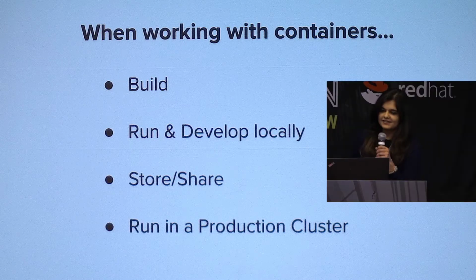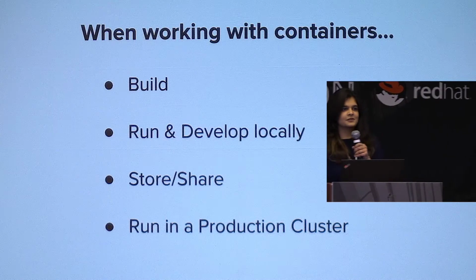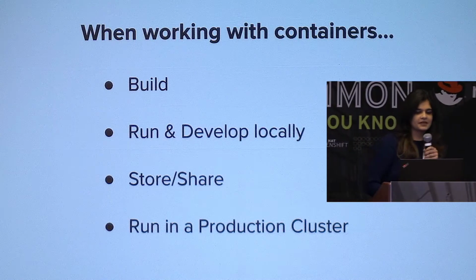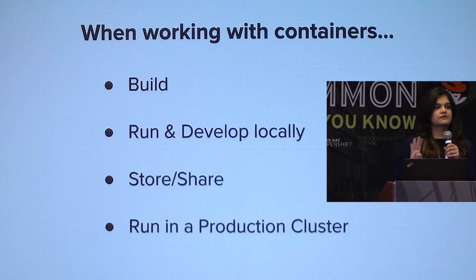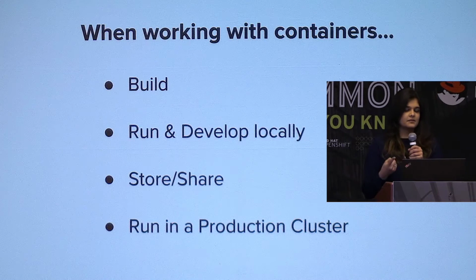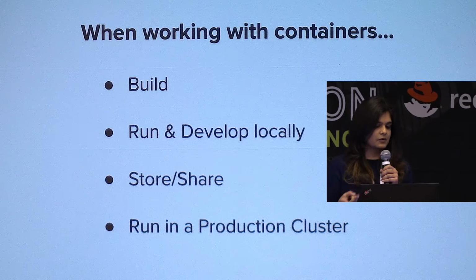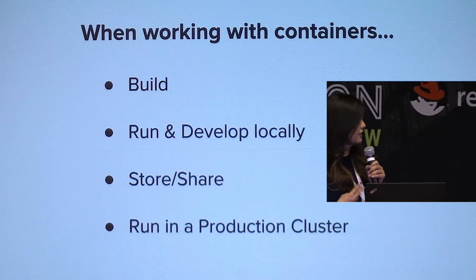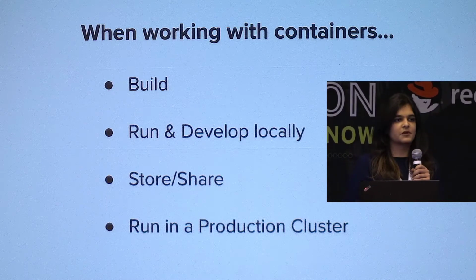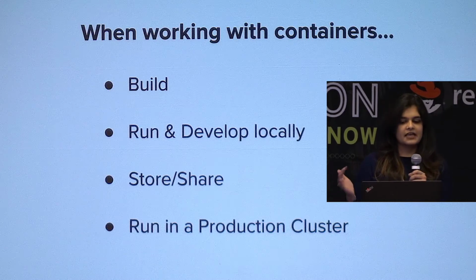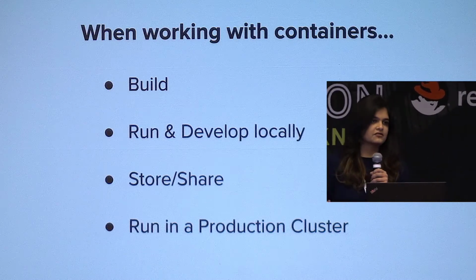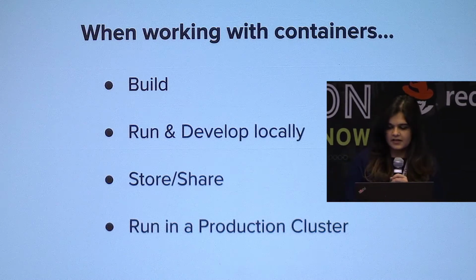Okay, so now that we know what containers are and what all you need to run your containers, we can break down the container toolchain into 4 different categories. These are 1, building your container images, 2, playing around and testing with your containers locally, 3, storing and sharing your container images, for example, moving them from your host system to a remote registry, and finally 4, running your containers in production clusters such as Kubernetes or OpenShift.